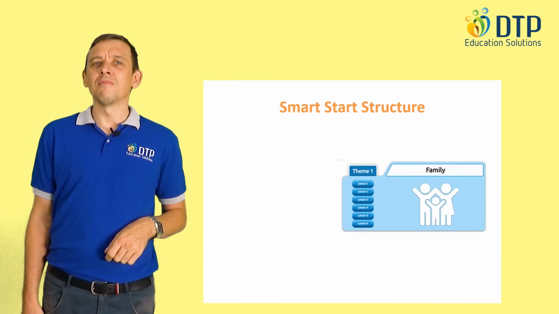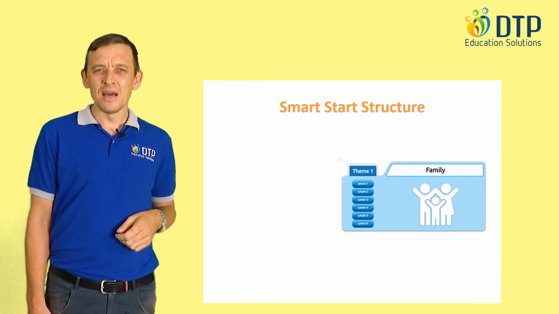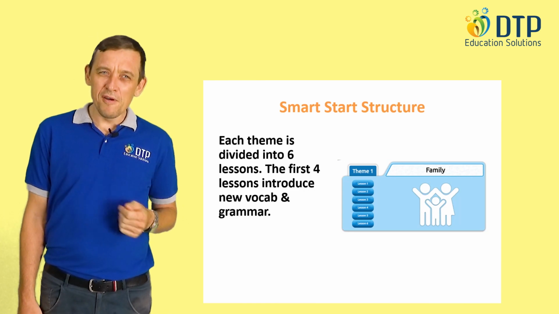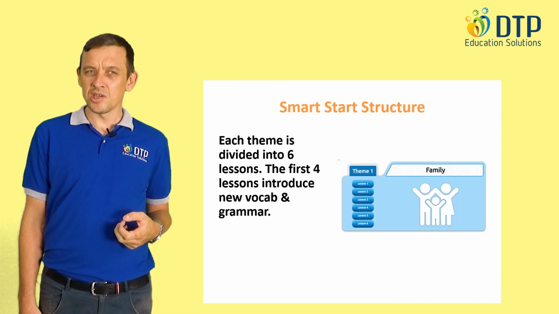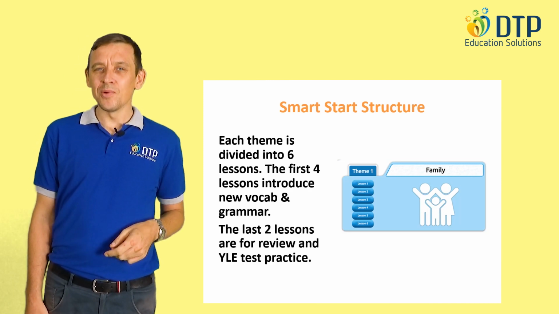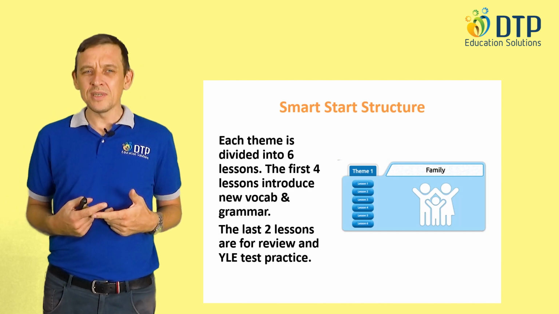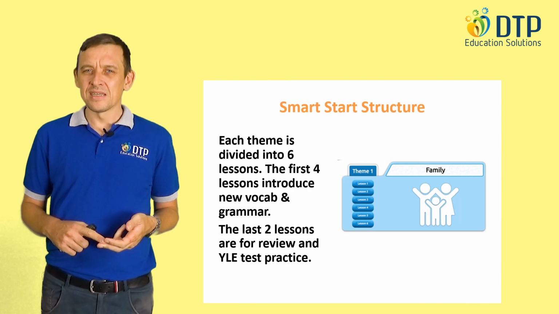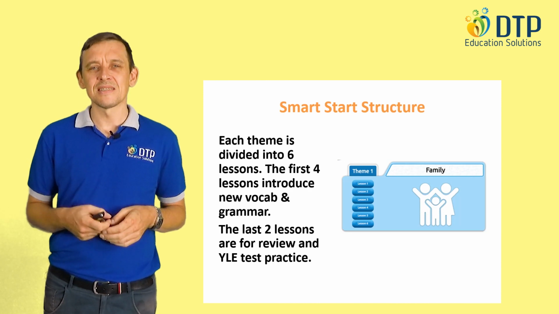So, let's look at one theme. And here's the example. We have the family theme. And you can see that there are 6 lessons. The first 4 lessons introduce new vocab and grammar structures. So they introduce new language. The last 2 lessons, lessons 5 and 6, are to review the language and also for young learners test practice. So we have questions and activities that match the format of the Cambridge Young Learners tests.